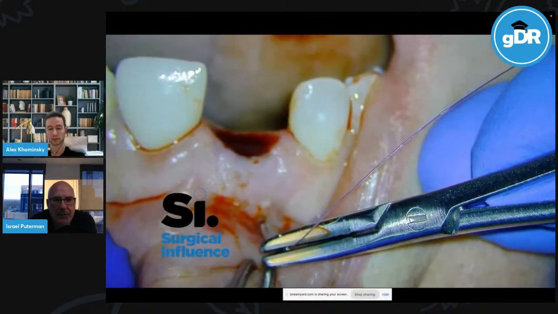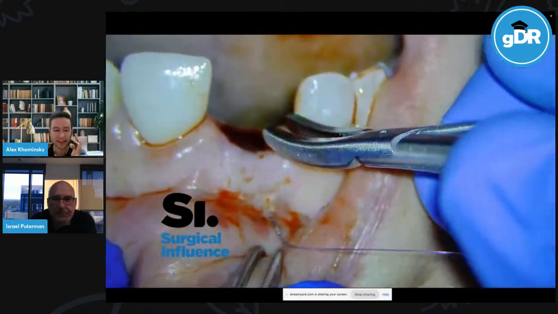Wow, that sun rising behind me is changing the lighting in this room, huh? It is.